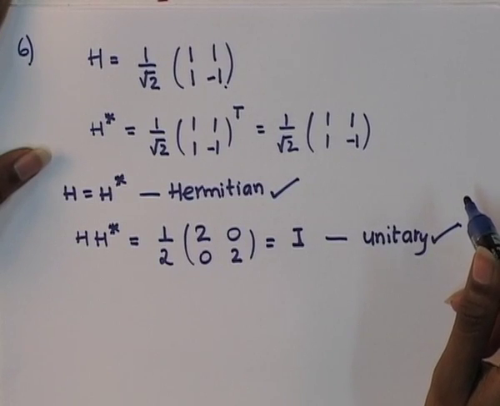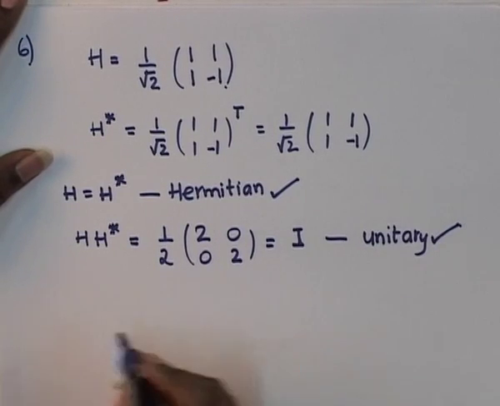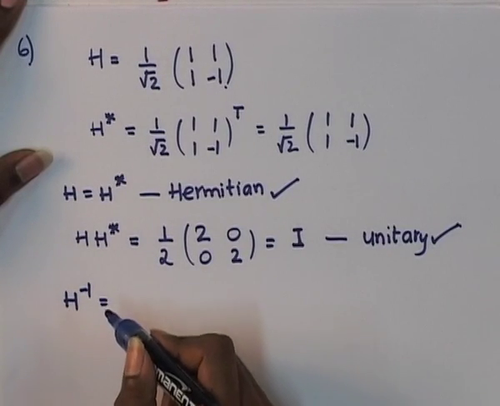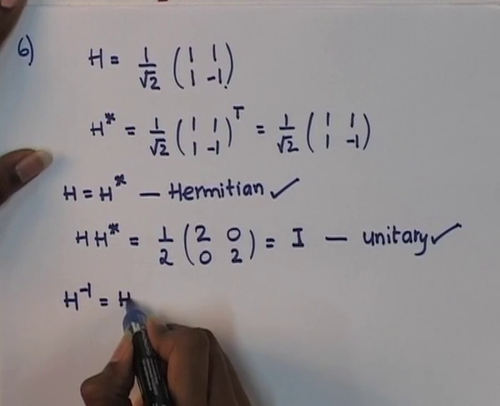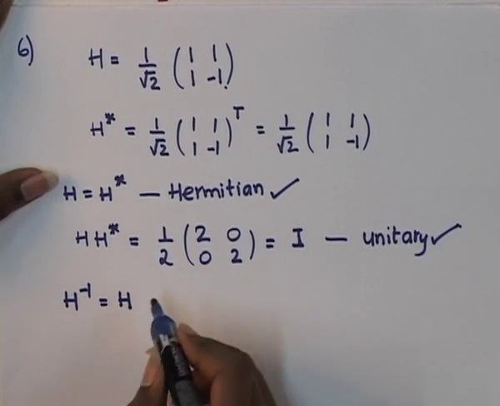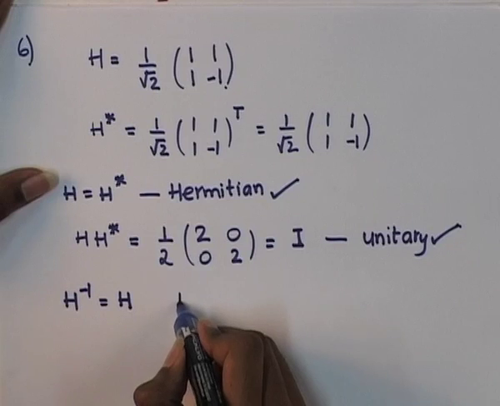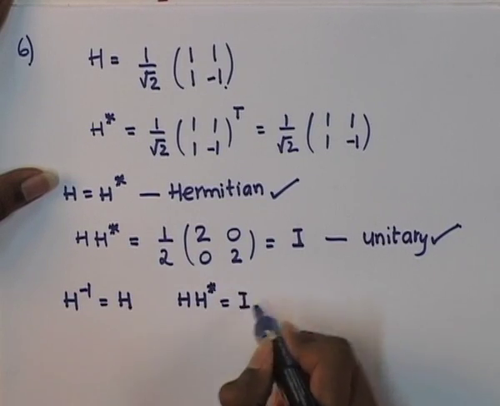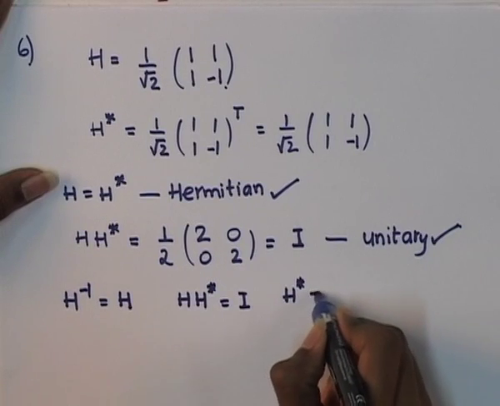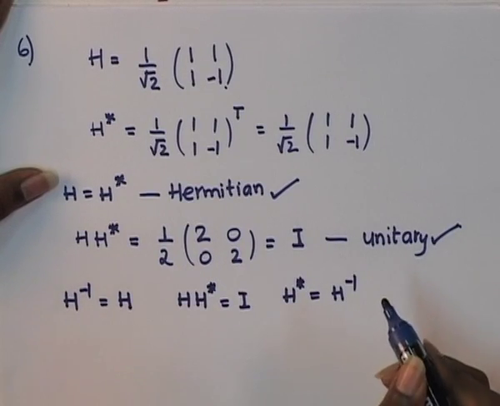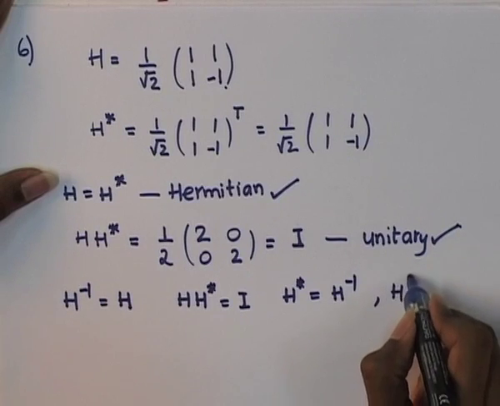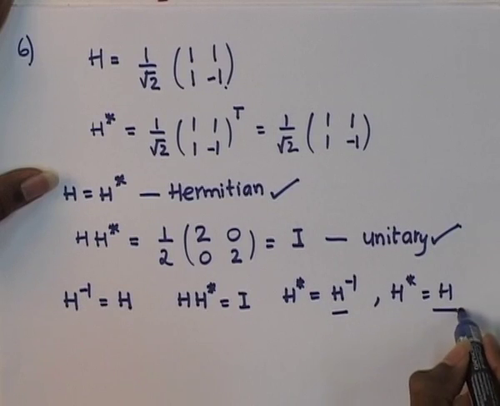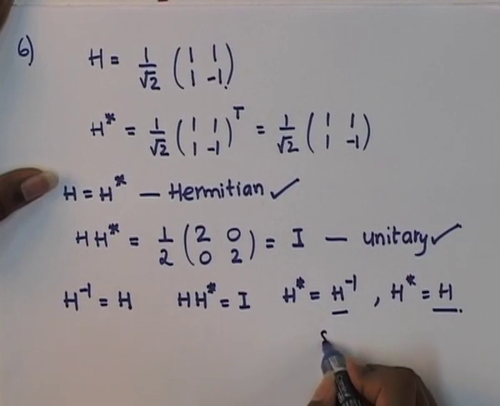And option C is, it is self inverse, that is H inverse is equal to H. We see that as we obtained that H times H star is I, H star is equal to H inverse, but H star is also equal to H. So we have the relation H is equal to H inverse. So it is self inverse.